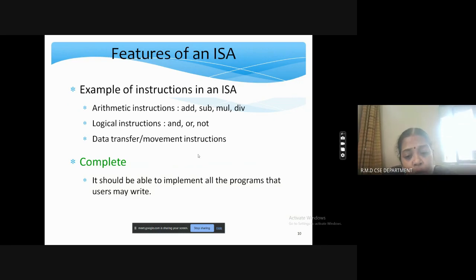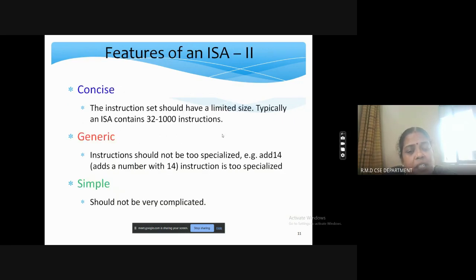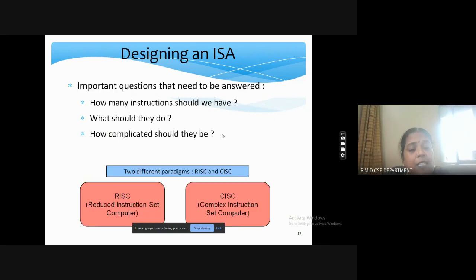Completely, it should be able to implement all the programs that the user wants to write. That is a feature of an ISA. It should be concise. It should be generic. It should be very simple. It should not be complicated. It should be very easy to follow the instruction. So these are the features of the instruction set architecture.